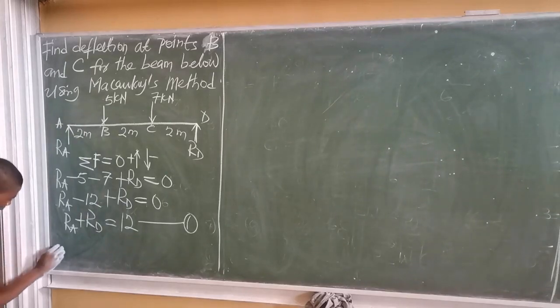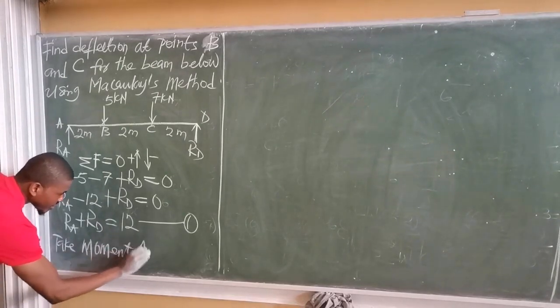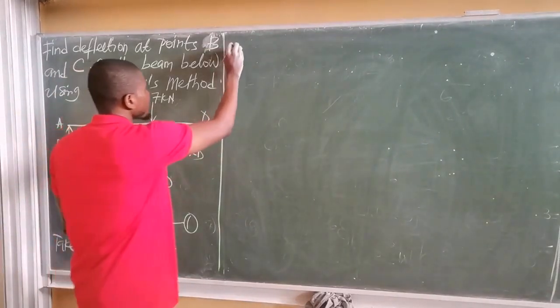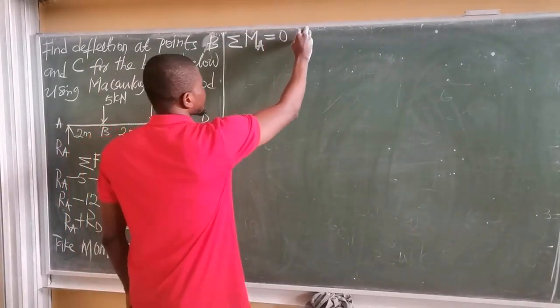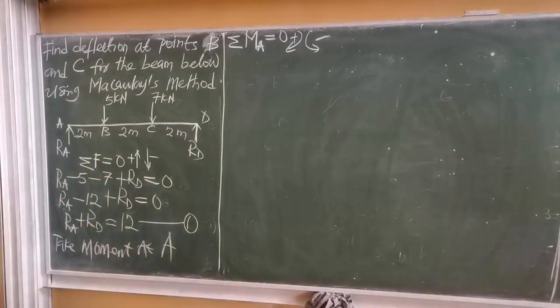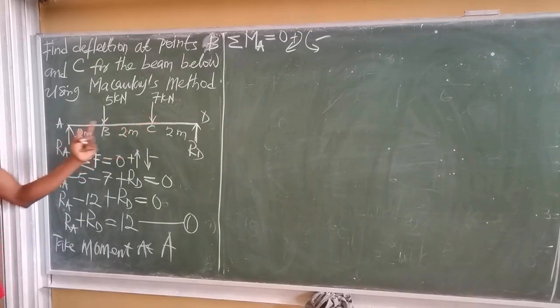So simply take moment at A. So summation of moments at point A is equal to 0. Let's consider clockwise moment to be positive, anti-clockwise to be negative. Let's do that now. The moment of this force about point A, like I said, there's no distance between this force and point A, and moment is actually force times distance. Since there is no distance between this force and point A, the moment of this force about this point automatically becomes 0. So we simply take the moment of every other force about point A.